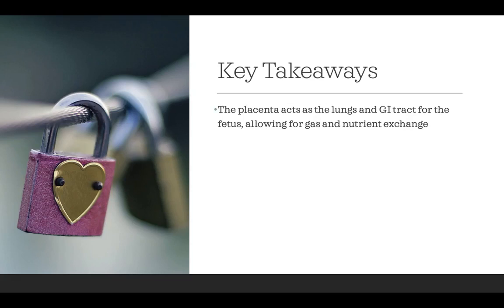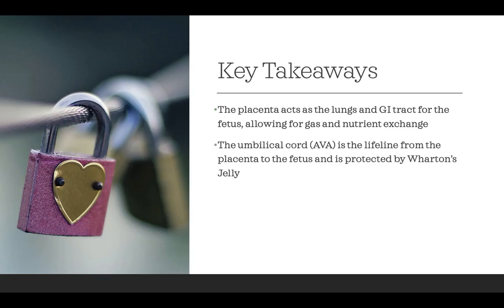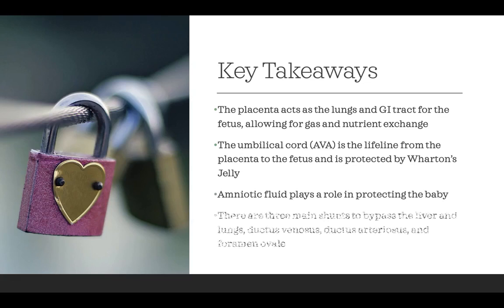So the placenta acts as lungs and a GI tract for the fetus, allowing for gas and nutrient exchange. The umbilical cord, AVA, is the lifeline from the placenta to the fetus, and is protected by Wharton's jelly. Amniotic fluid plays a role in protecting the baby. And there are three main shunts to bypass the liver and the lungs: the ductus venosus, ductus arteriosus, and the foramen ovale.